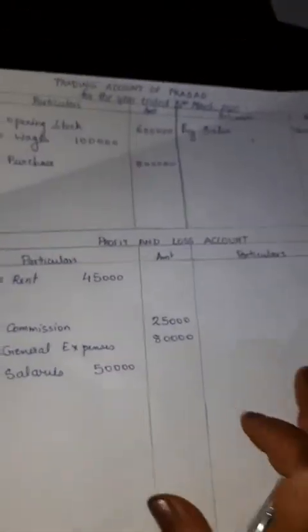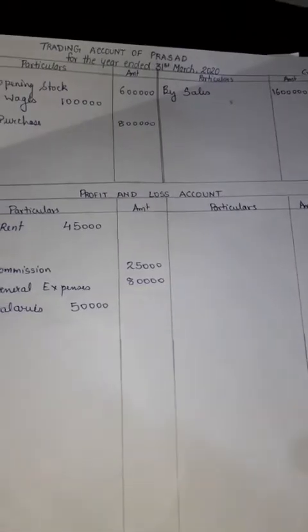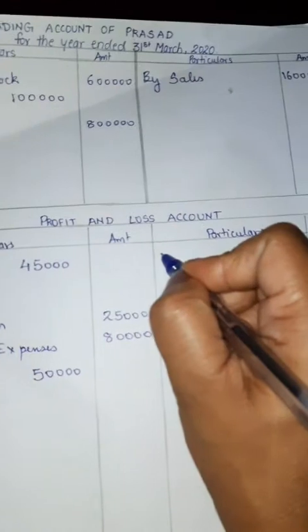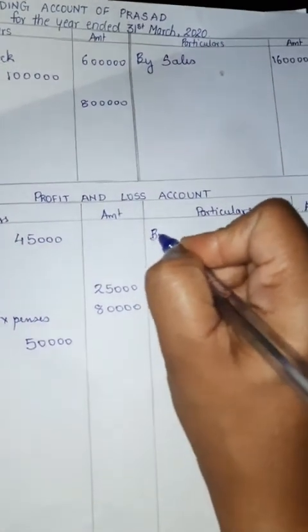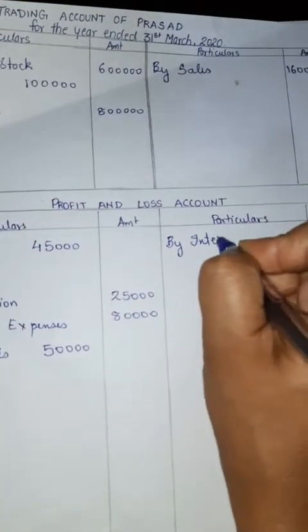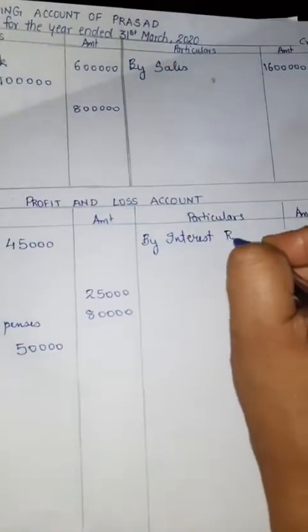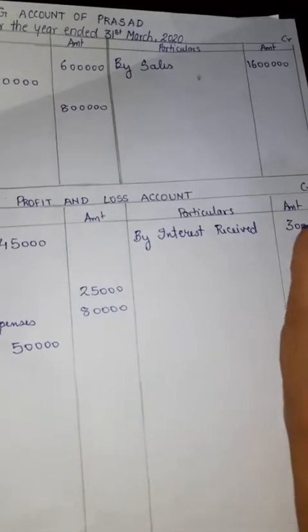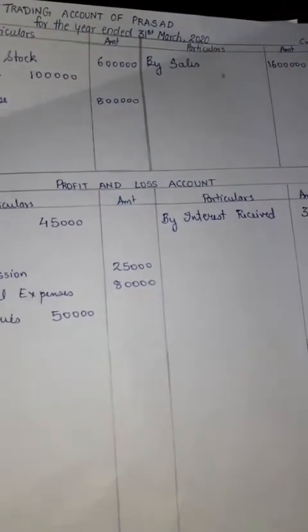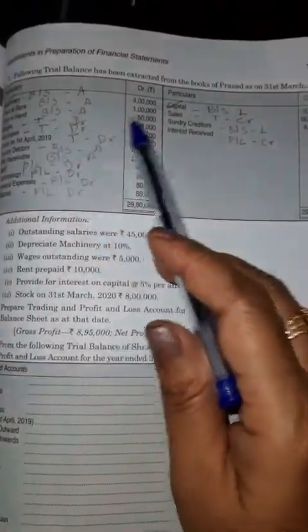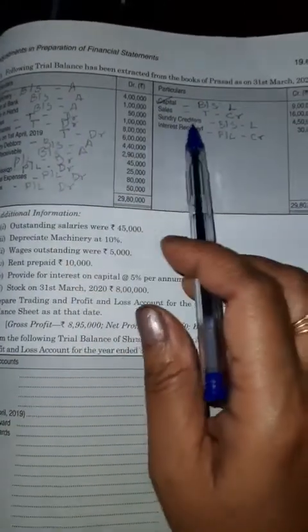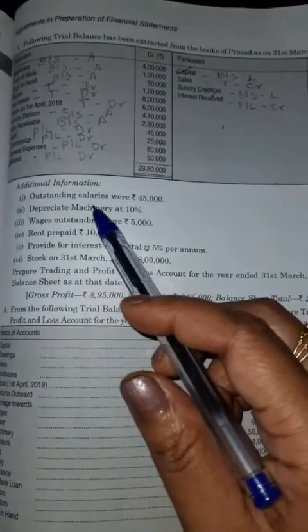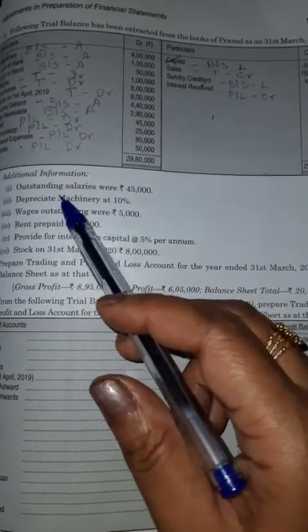We have written that interest received. So anything received is your income. So that will be shown in the profit and loss account credit side by interest received. Interest received as 30,000. So I have written that amount too. So students, all the items of your trial balance have been posted in the respective final accounts. Now let us go for the additional information.